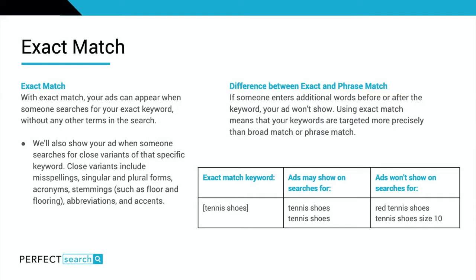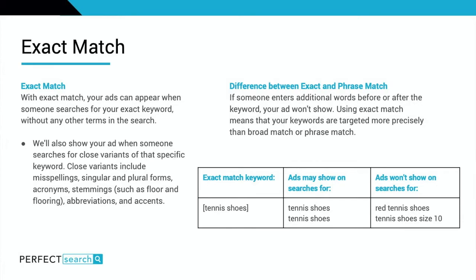And then finally we move to the most specific match type, which is exact match. With exact match, we can tell Google or Bing, in our tennis shoes example, that we can only show for people searching for tennis shoes. So it's exactly what it sounds like. Their query needs to match the keyword exactly. And so we would not show for things like red tennis shoes or tennis shoes size 10.